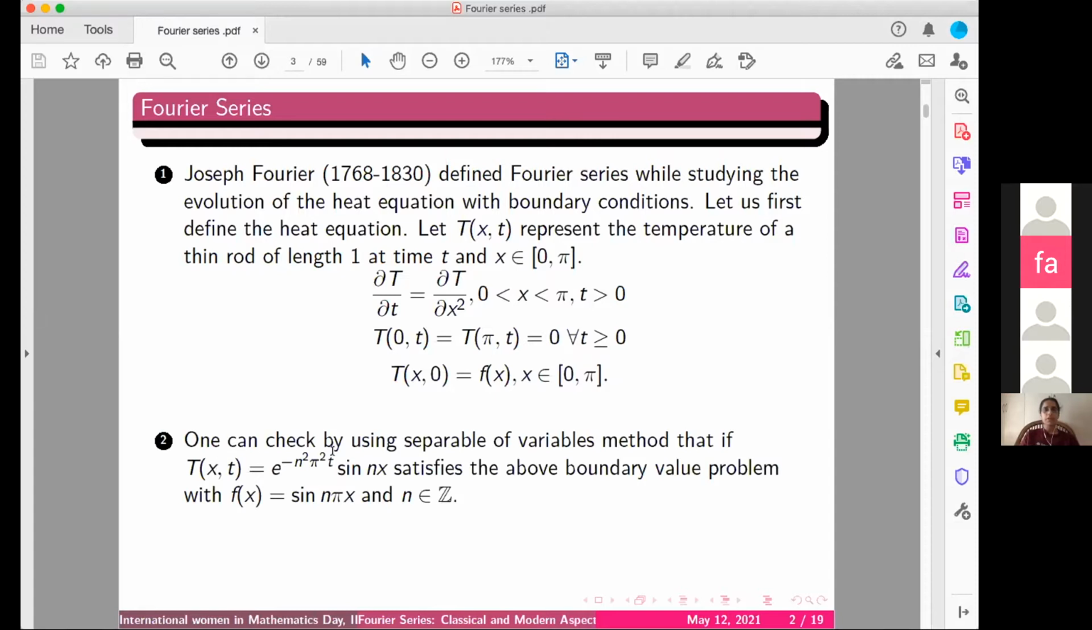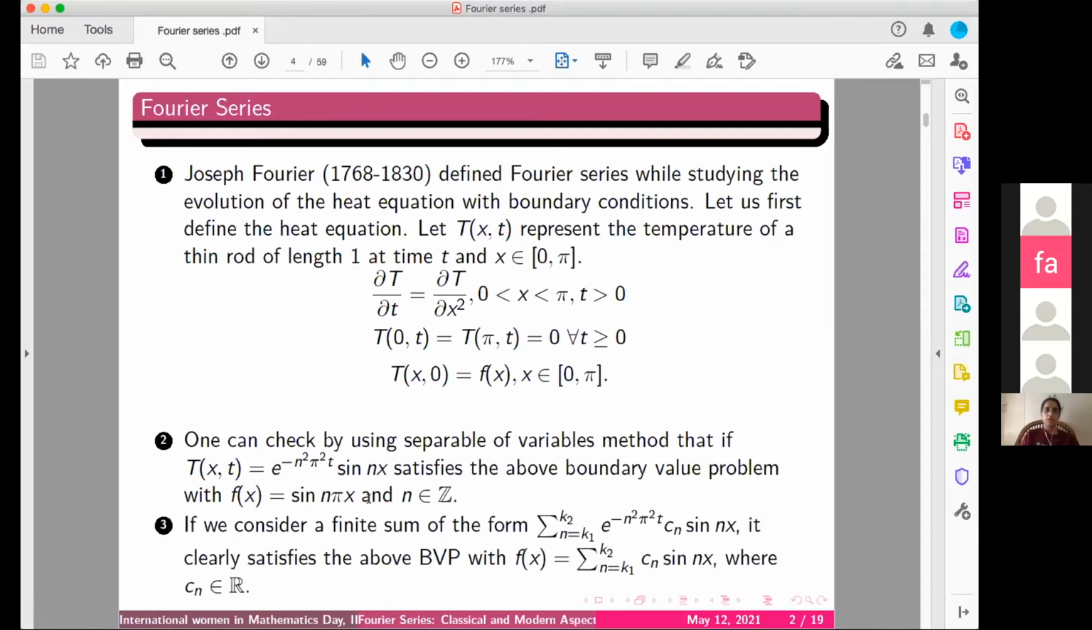Then one can check by using the separation of variables method that if you put T(x,t) as e to the minus n squared pi squared t times sine of nx, it satisfies the above boundary problem with the initial temperature as sine of n pi x. So n is an integer, and this is the initial temperature. If I start with this initial temperature, then the heat evolution of the temperature on the rod will be this.